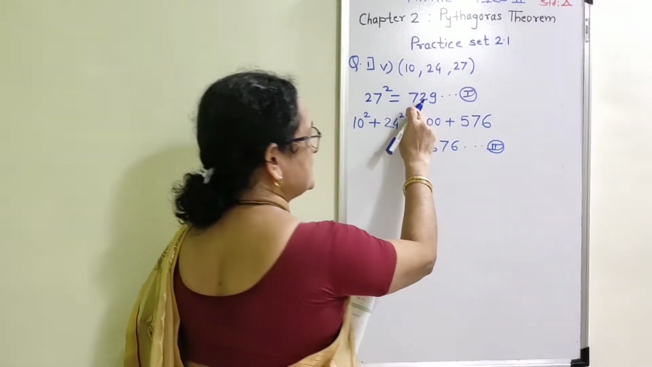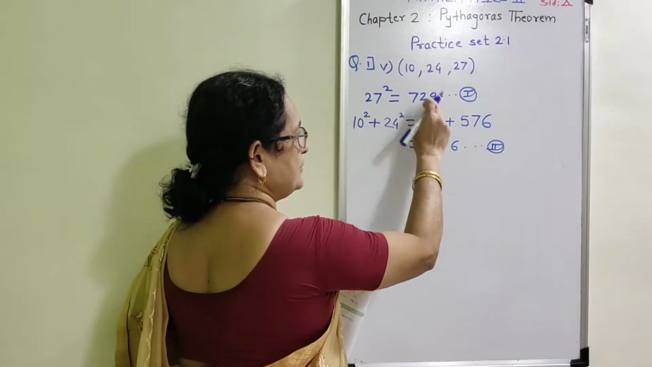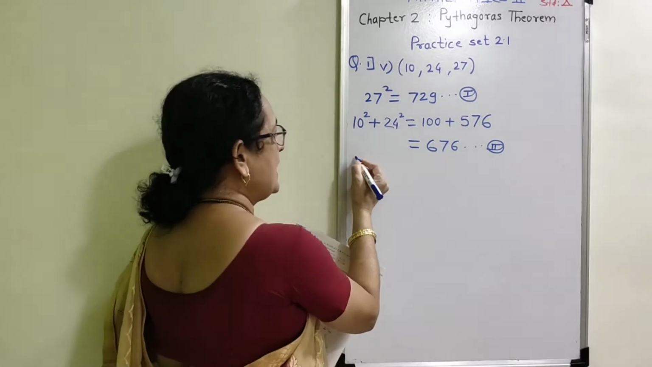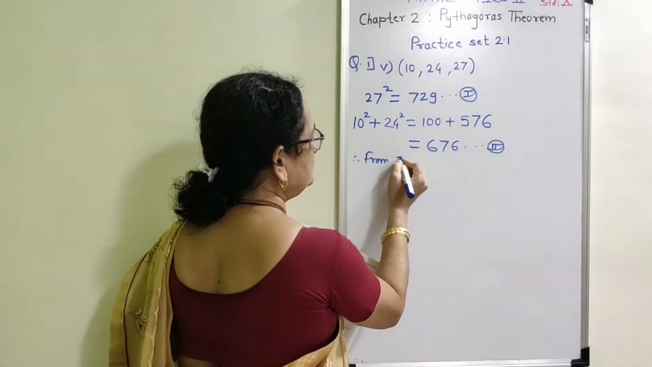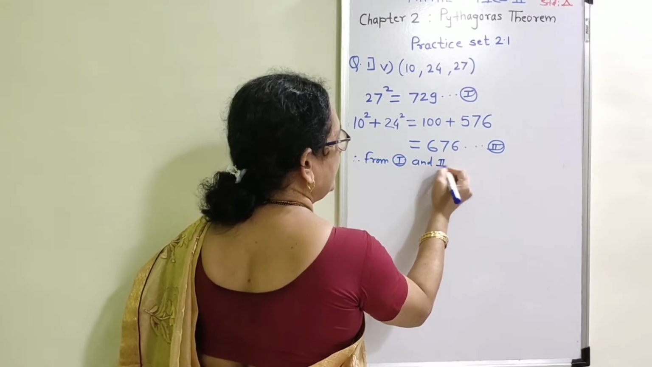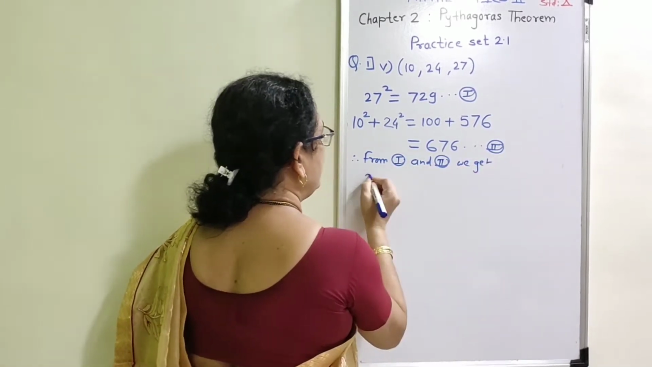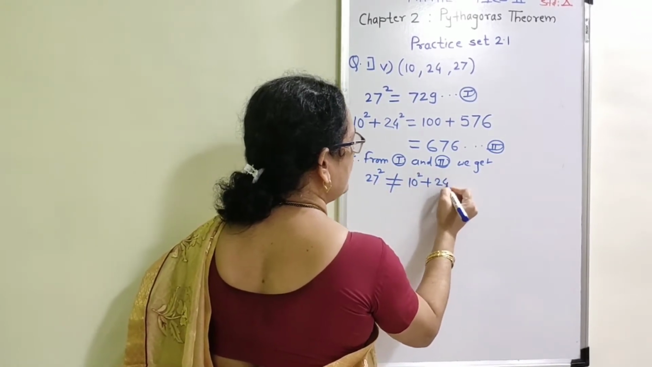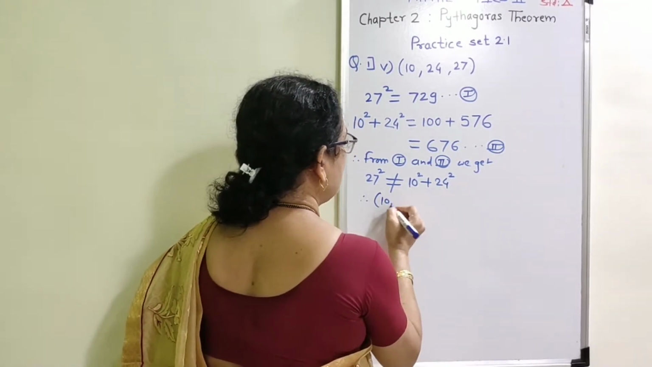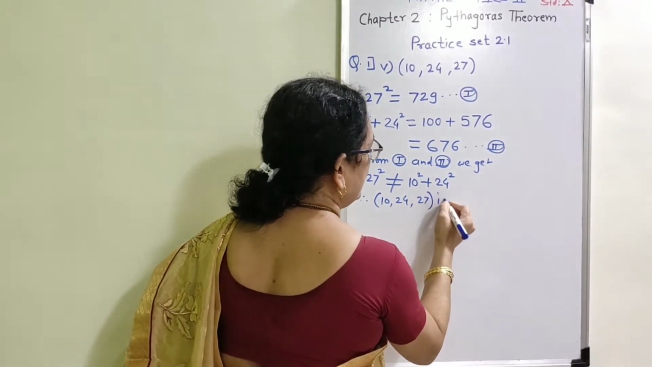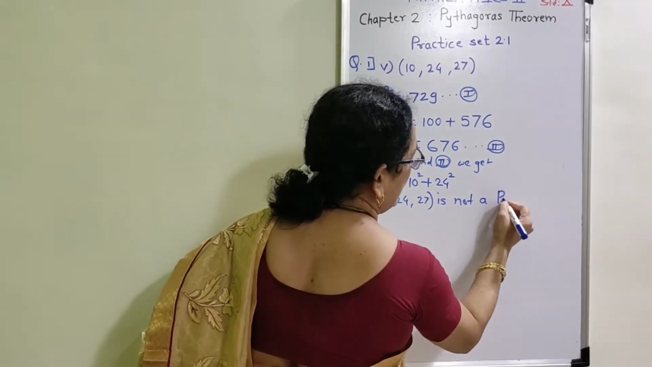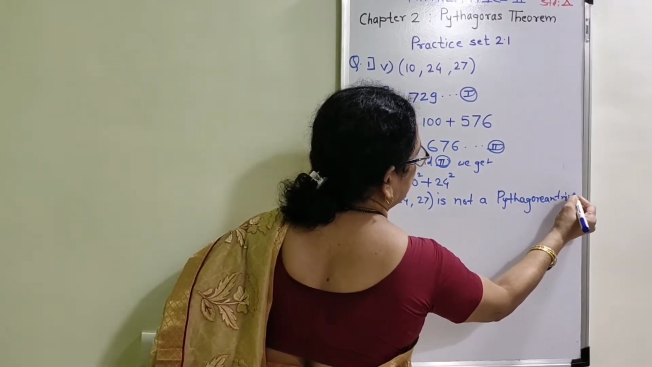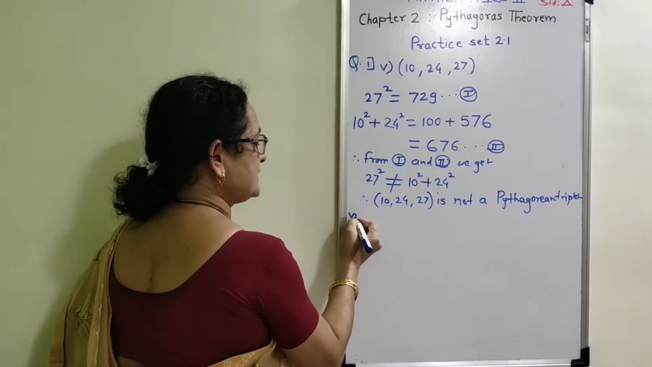Now observe the two numbers. The largest number square is 729 and the sum of squares of the remaining two numbers is 676, and therefore from 1 and 2 we get that 27 square is not equal to 10 square plus 24 square, and therefore 10, 24 and 27 is not a Pythagorean triplet. Now we will take the last, that is the sixth example also.